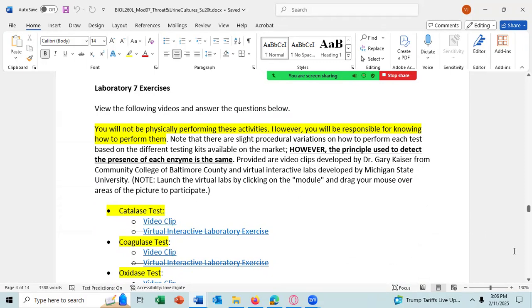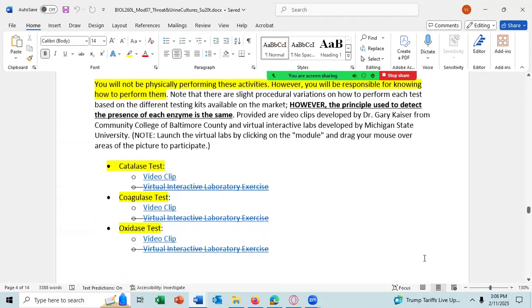And then we have a little video you can watch on running the catalase test. Click on that link. We have a little video you can watch on running the coagulase test. Click on that link. And then a little video you can watch on running the oxidase test. Click on that link.